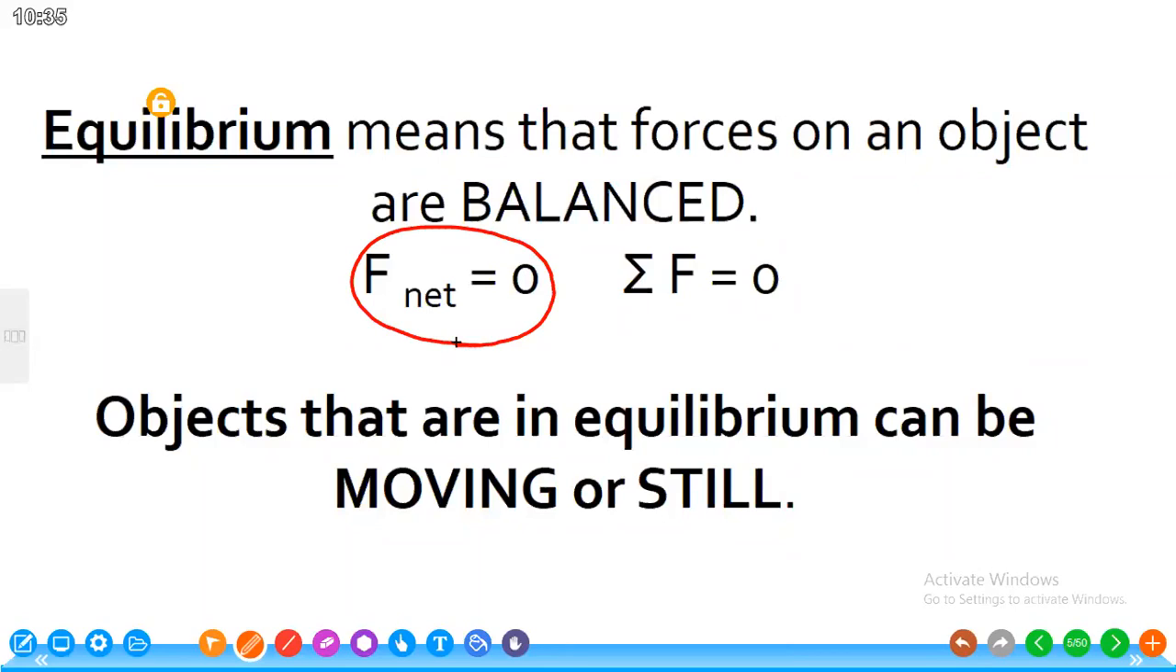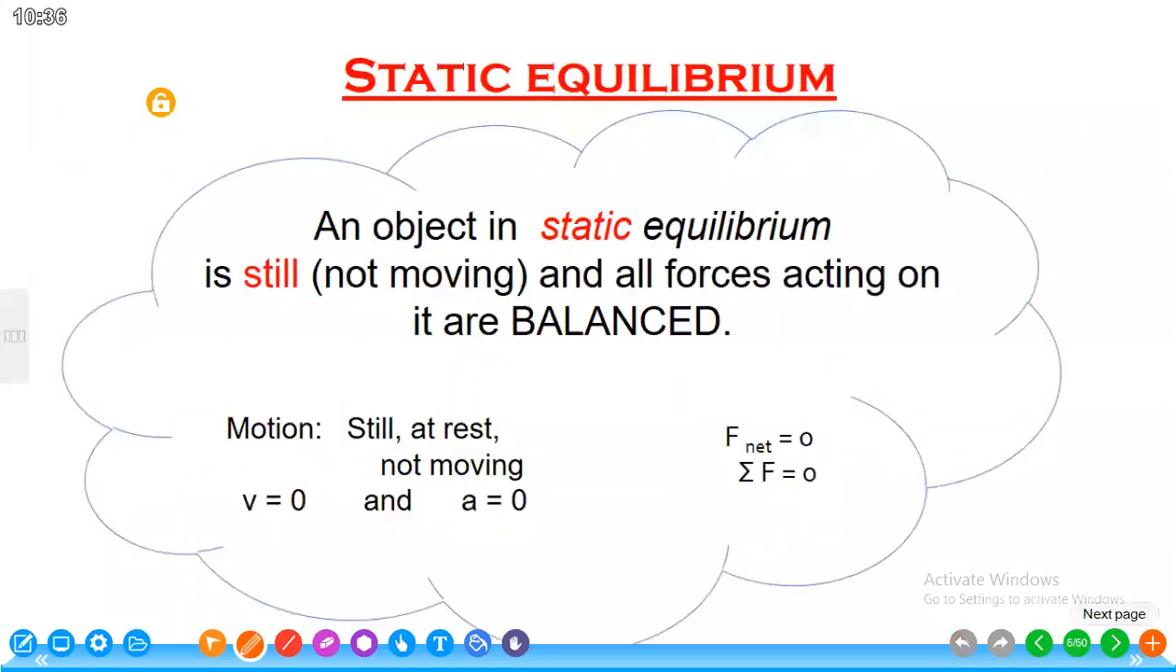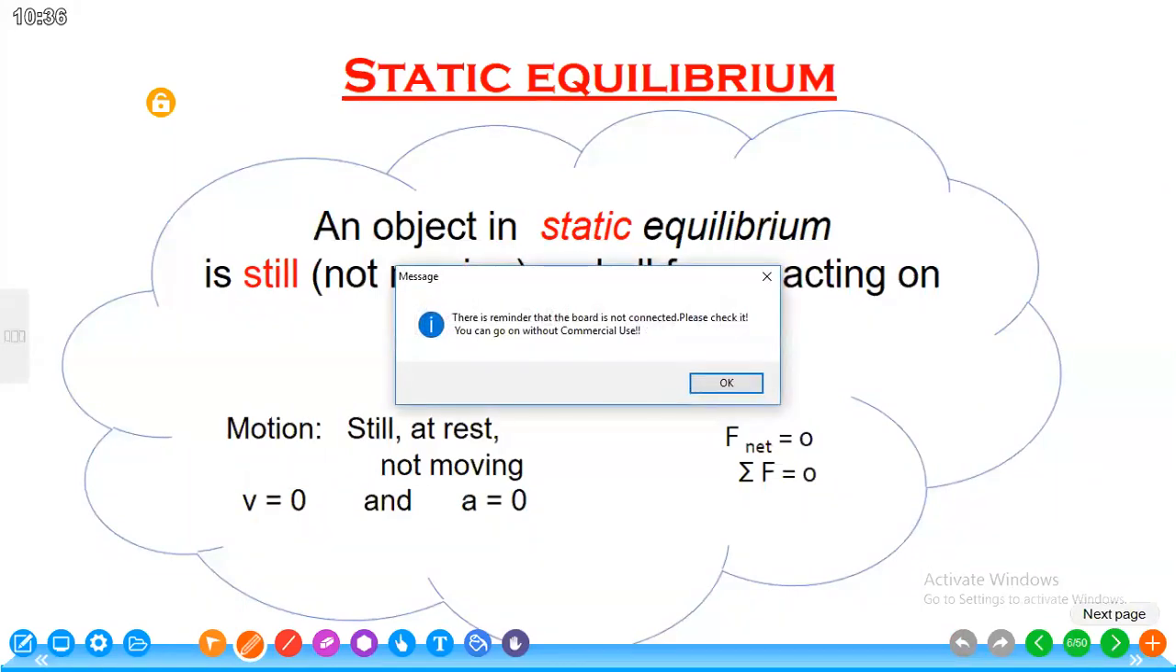Objects that are in equilibrium can be moving or still. In these two conditions, the objects are in equilibrium. So an object can be maintained in equilibrium during moving time as well as still time. Then, as I already explained, equilibrium can be categorized into two ways: static equilibrium and dynamic equilibrium.